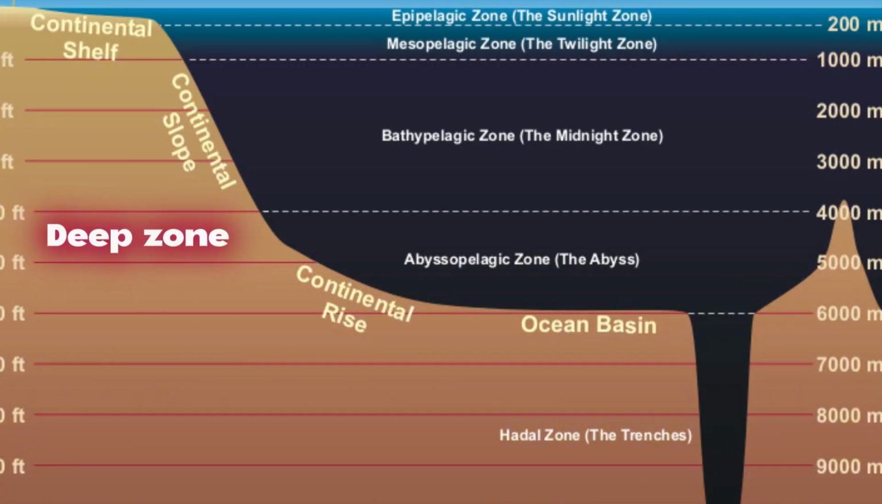Next, we have the deep zone. The deepest layer of the ocean consists of uniformly low temperatures and contains at least 80% of the total salt water. It is divided into two zones. First, the abyssopelagic zone, 4,000 to 6,000 meters deep, is completely dark as sunlight cannot reach it. And next is the hadal zone, starting at a depth of 6,000 meters. This zone is the darkest part of the ocean and reaches the ocean basin.